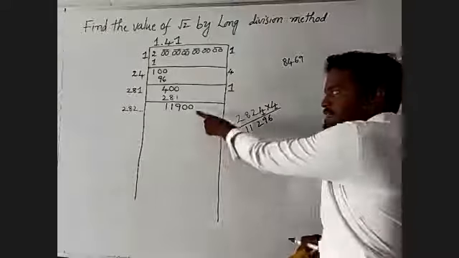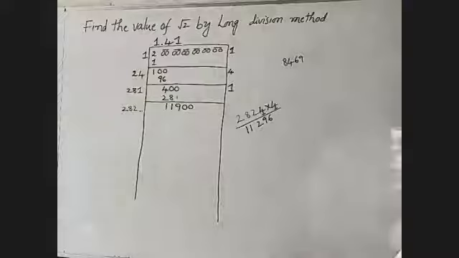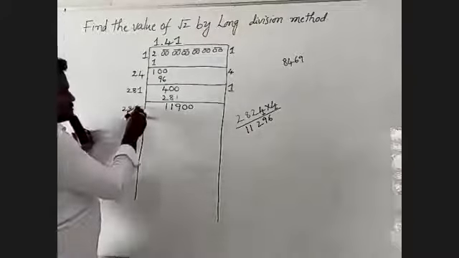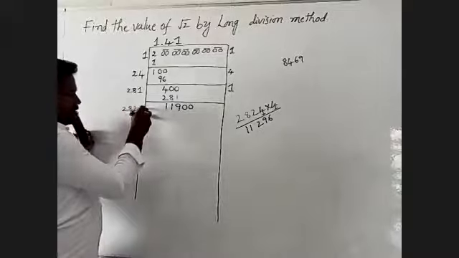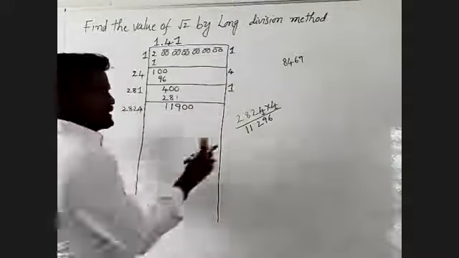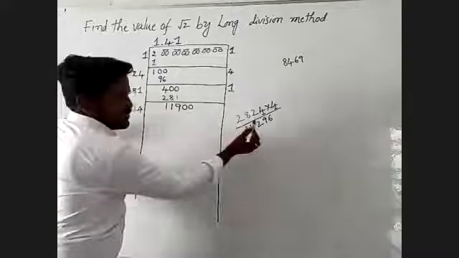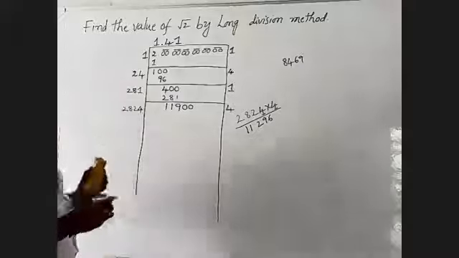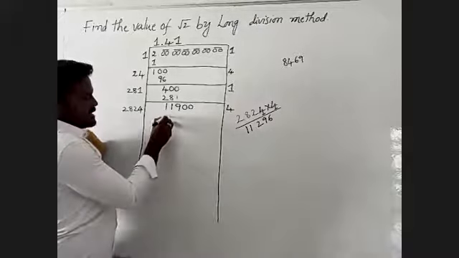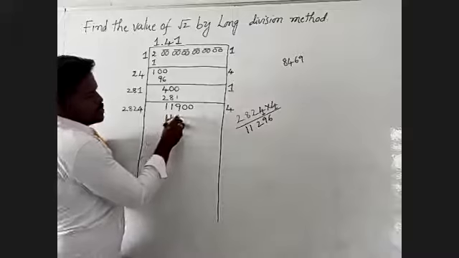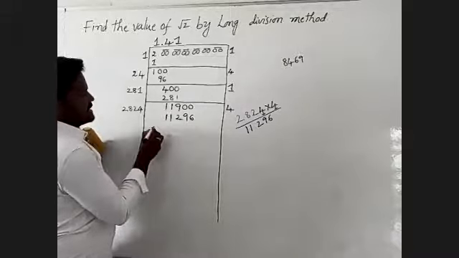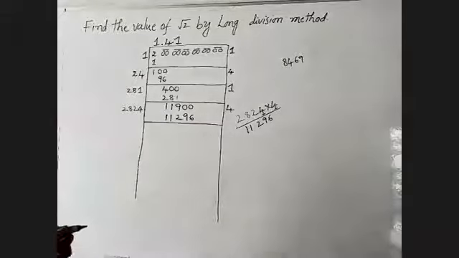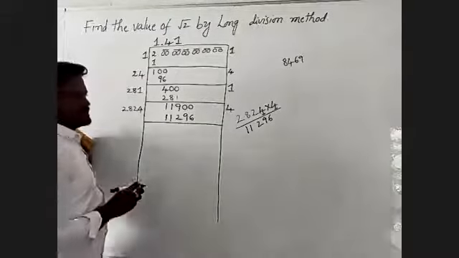11,296 can be subtracted from 11,900. That means the units place will take the value 4. If the units place takes the value 4, it can be multiplied by 4 also. Then the given number is 11,296. Then the fourth step will also be completed. After the remaining one, we will observe in this one.